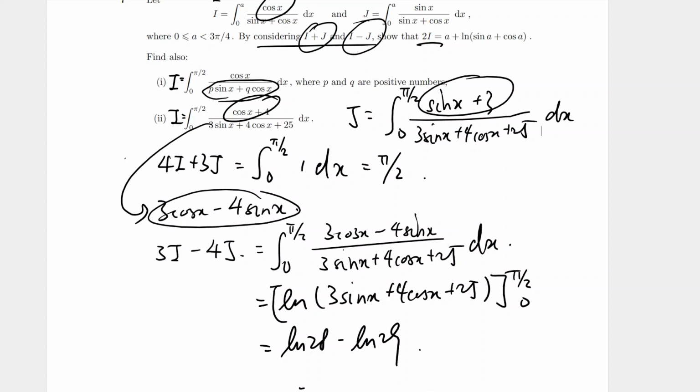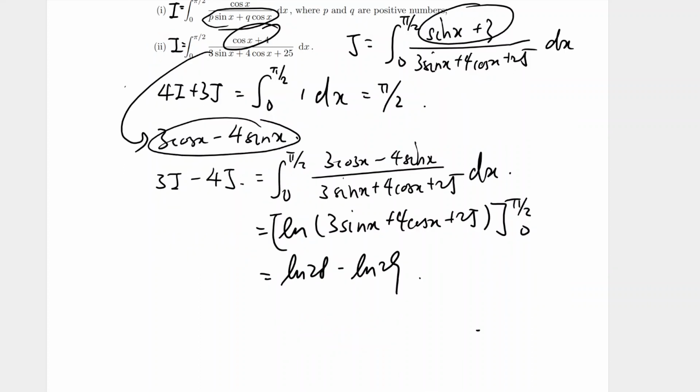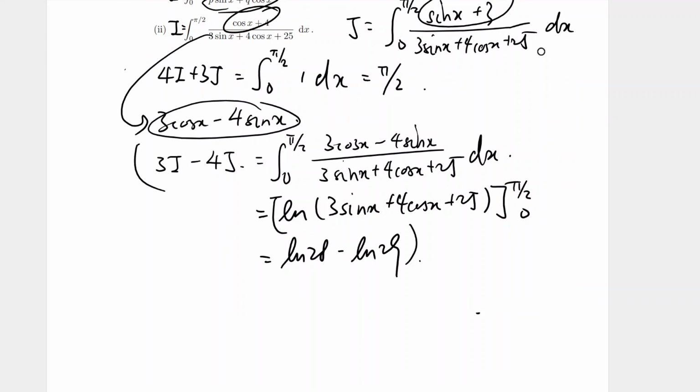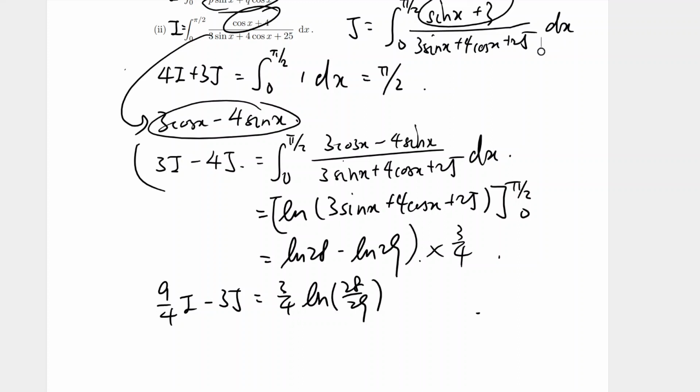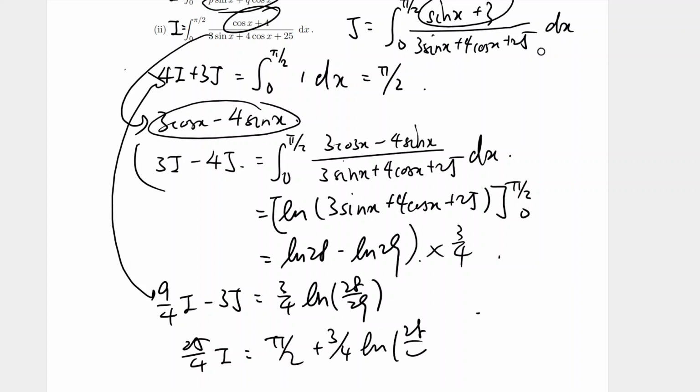And again, simultaneous equations, right? So what should I do? Let's multiply the second equation by 3/4, I suppose. So now I have 9 over 4 i minus 3j equals 3/4 of, let's write it in one fraction, ln 28 over 29. Again, add the two equations here. So now I have 25 over 4 i equals pi on 2 plus 3/4 of ln 28 over 29.